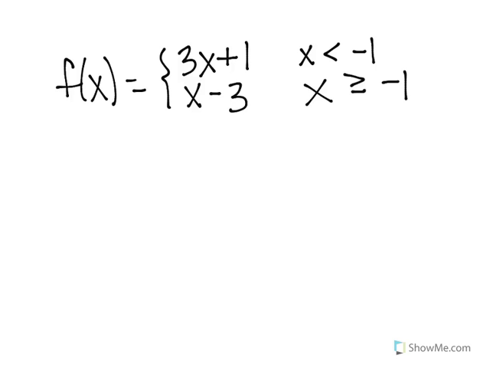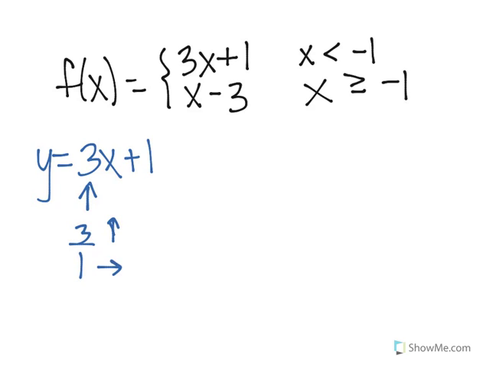Okay, for this one, we're actually going to graph. All right, so the big thing here is, one, recognize your two graphs that you're drawing. Y equals 3x plus 1. So remember, 3 over 1 is our slope. So we rise 3, we run 1. Then 1 is our y-intercept, where we start.